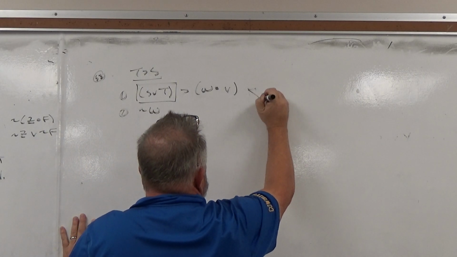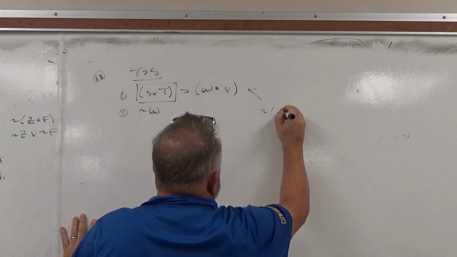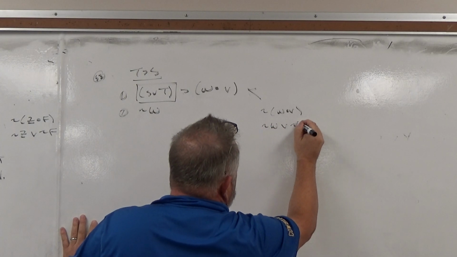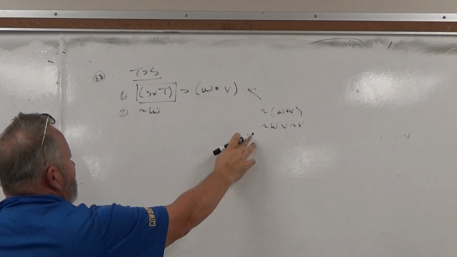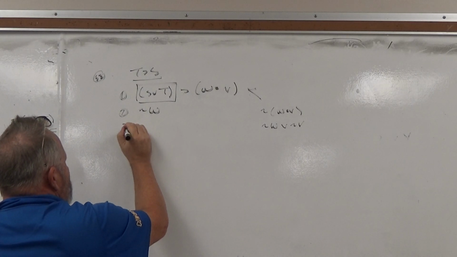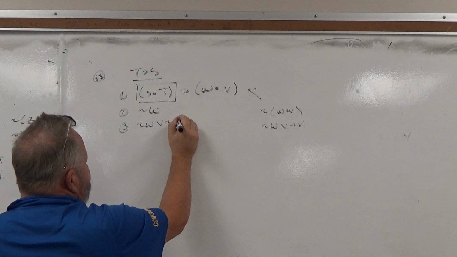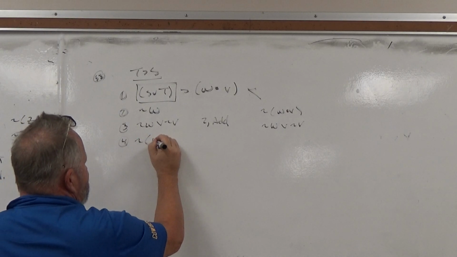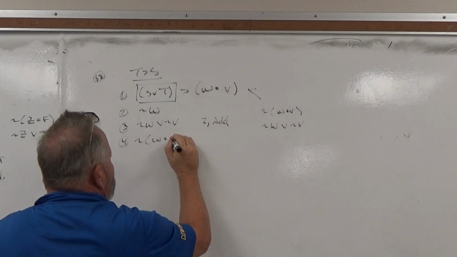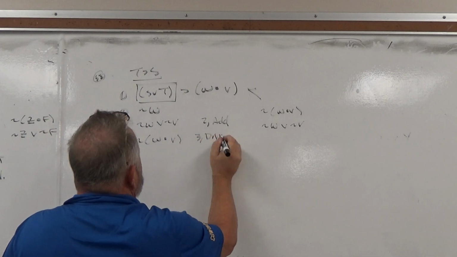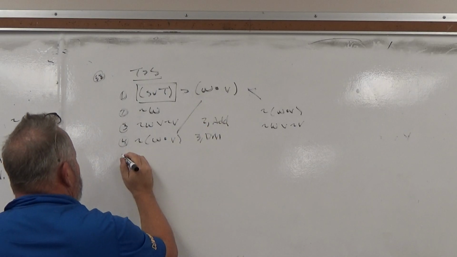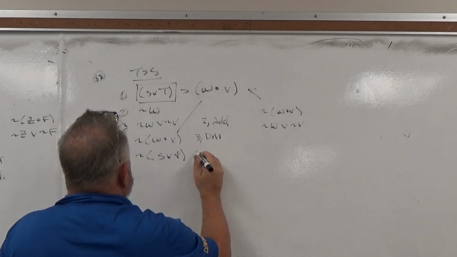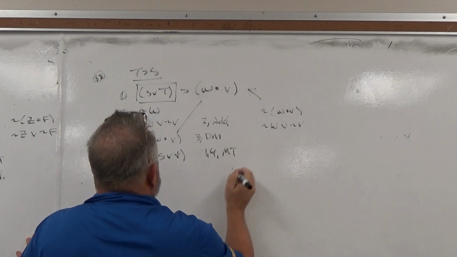So first thing I need is the negation of this, which is not (W and V). And by De Morgan's, that's the same thing as not W or not V. I have a not W, so I can get to not V easy. Not W or not V from 2 by addition. And then not (W and V) from 3 by De Morgan's. Now I can do a modus tollens with 1 as I had planned. I get not (S or T) from 1 and 4 modus tollens.